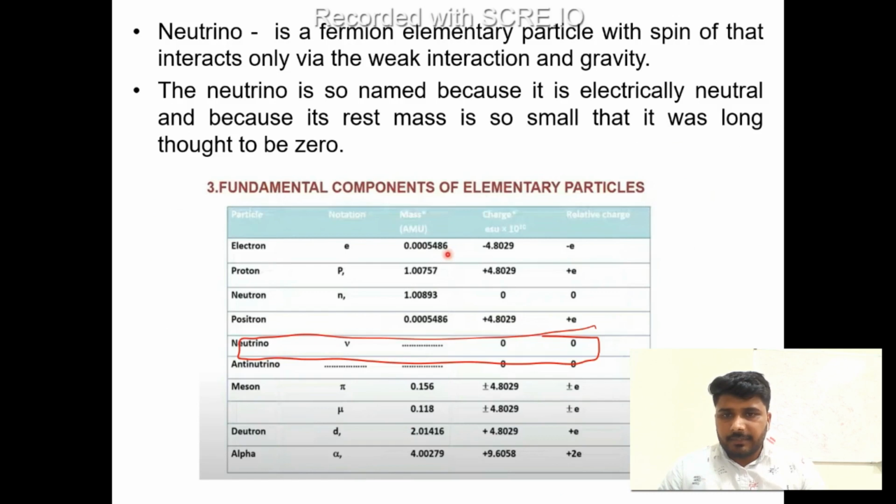So these are the elementary particles. You have to just remember the notations and mass, charge, and the relative charges. So basically, neutrino is a fermion elementary particle. Fermion is basically which obeys the Fermi-Dirac statistics, that is a matter of different thing with a spin of that interacts only by the weak interaction and gravity. So this is basically the definition of this neutrino.